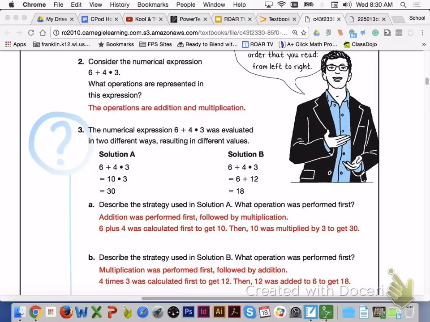For number 2, the operations in the numerical expression are addition and multiplication. For number 3, letter A, the strategy for solution A, addition was performed first, followed by multiplication. And for letter B, the strategy that was used, multiplication was performed first, followed by addition.